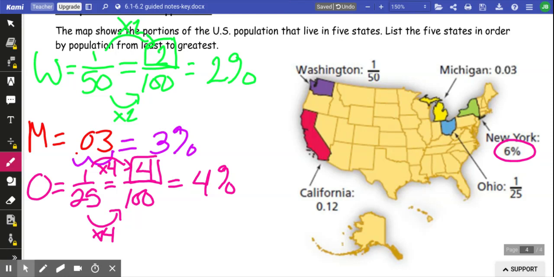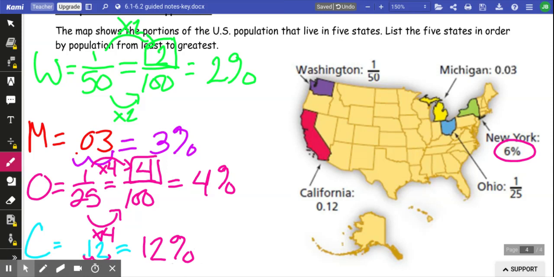And then I'm going to do California. California's population is 0.12 or 12 hundredths. If I want to move my decimal point to the right twice, that's going to help me figure out my percent. So I have 12% of the US population lives in California.